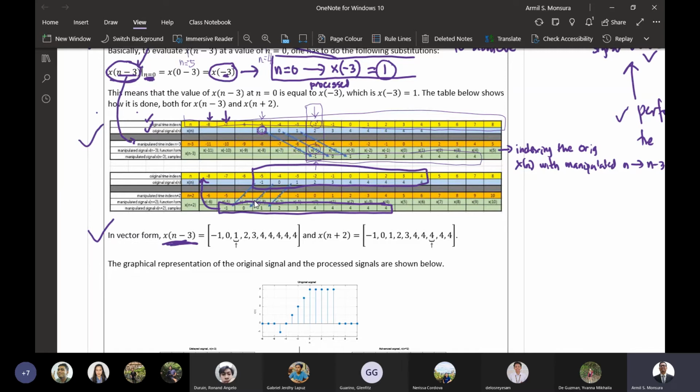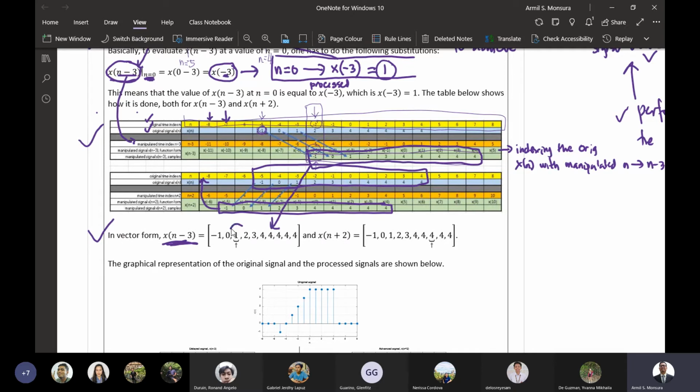Okay? At pansinin niyo, ito yung sinasabi ko kanina na may kulang sa sinasabi ko. Ito yung sinasabi ko na ang lagi niyong basis ay yung original na time index pa rin. Okay? Ito yung signal niyo. Papansinin niyo yung signal niyo tsaka yung vector form niya. This was your signal. Okay? Ito yung vector form niya.